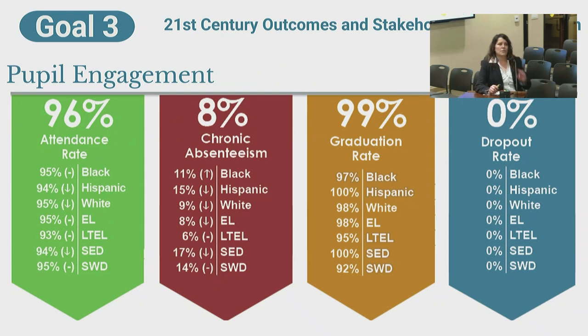Goal 3, 21st century outcomes and stakeholder communication, addresses attendance rate, chronic absenteeism, graduation rate, and dropout rate. So if you look over at attendance rate and chronic absenteeism, you see a down arrow, an up arrow, and a dash. The dash is no change, or there was no data in the previous year, in the example of LTELs. So there was no data in the prior year for that group. And then the down arrow shows a decrease, the up arrow shows an increase.